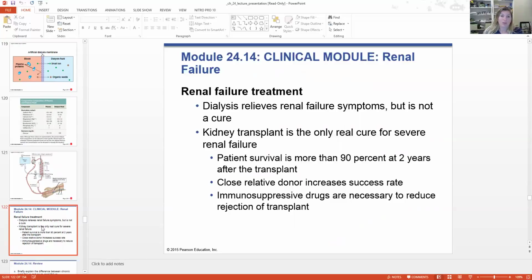So kidney transplant is really the only cure for individuals who have severe renal failure. Patient survival rate's very high, 90%, up to 2 years after the transplant. Typically, there would be a close relative that would be the donor that would have the best success rate because of your tissue compatibility. Immunosuppressive drugs have to be taken to reduce the risk of rejection for that new tissue.